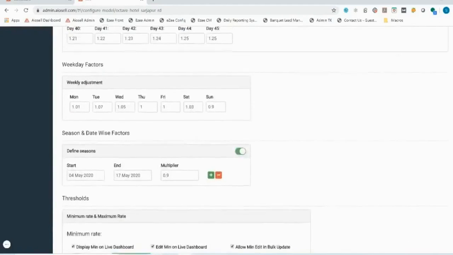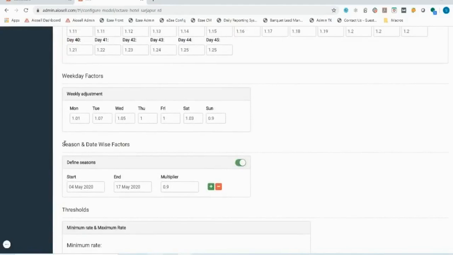So each day of the week, the pricing can be scaled either up or down. Then what we have is something called a season or a date-wise factor. This factor can be used to scale the price up or down depending on particular date ranges. This could be done for a full season. Like in this case, we have done it for the May season due to the COVID crisis. But it could be done for long weekends. It could be done for a complete season. It could be done for New Year's or whatever time. And we can define a particular season based on dates and decide that the price would either scale up or down depending on the behavior of that season.